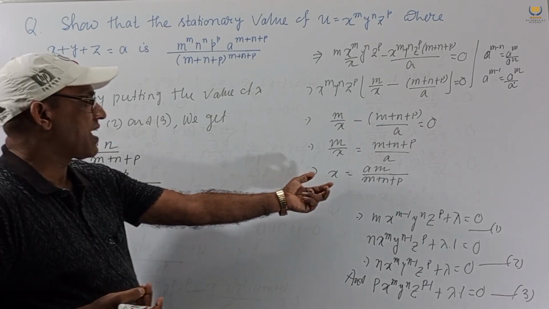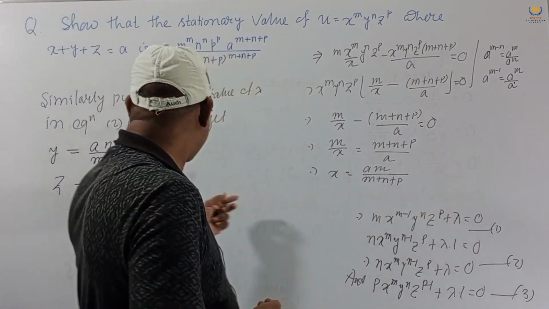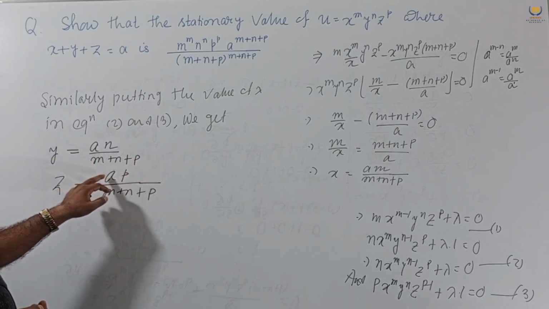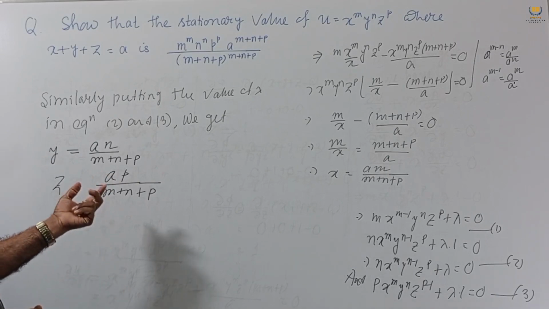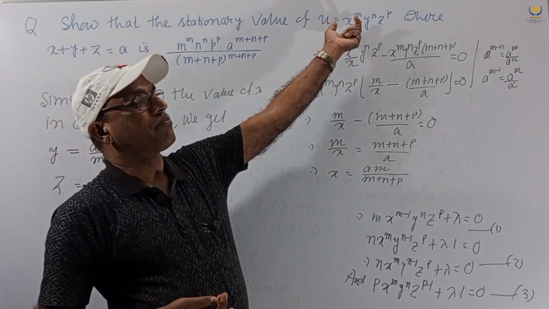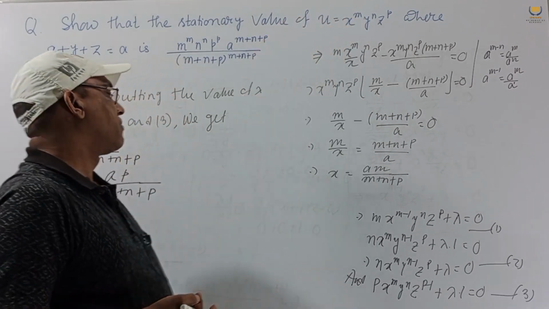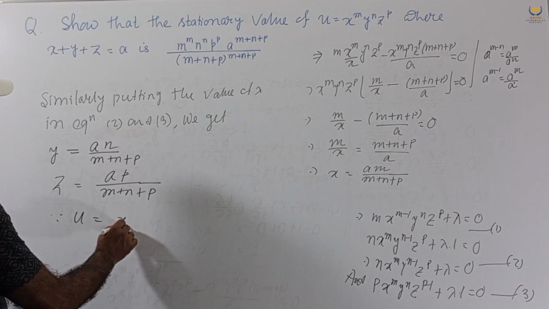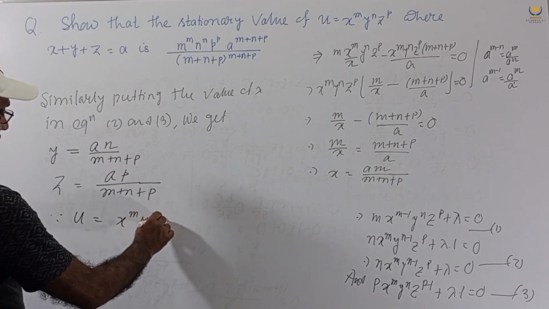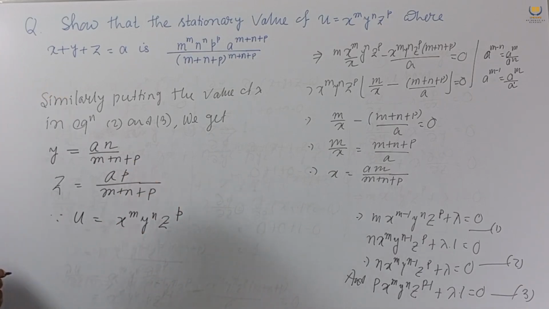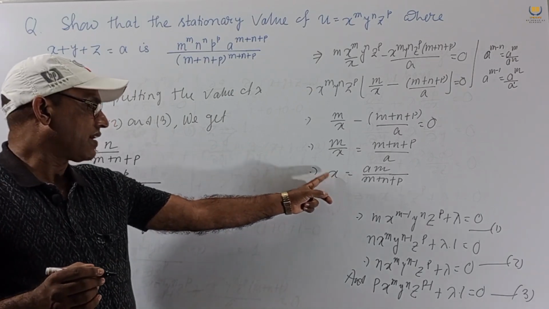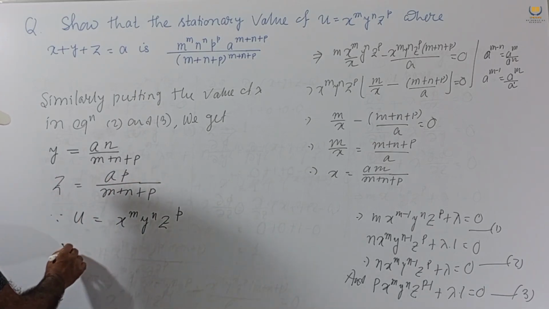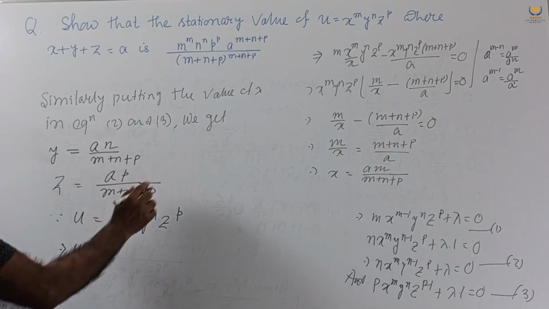So x equals am by (m plus n plus p), y equals an by (m plus n plus p), and z equals ap by (m plus n plus p). And putting the values of x, y, z in equation number 1, since u equals x to the power m, y to the power n, z to the power p, we get the values of x, y, z, putting here, ultimately we get our answer. This implies u equals x.